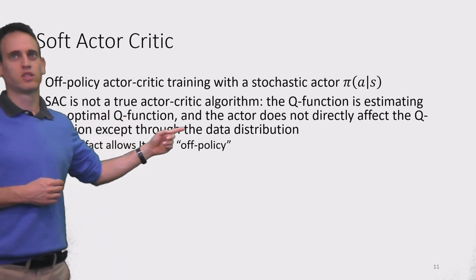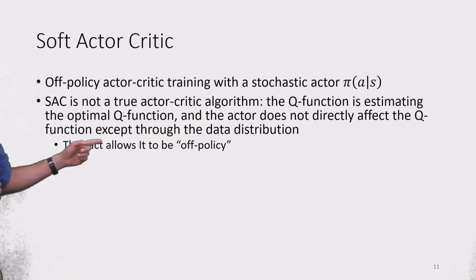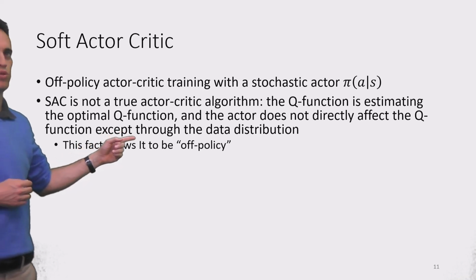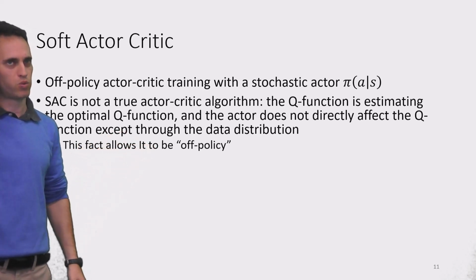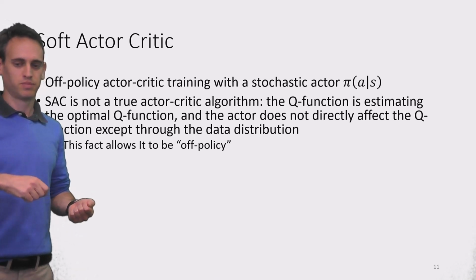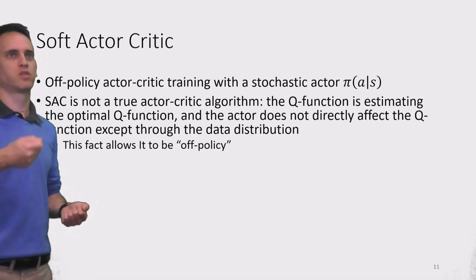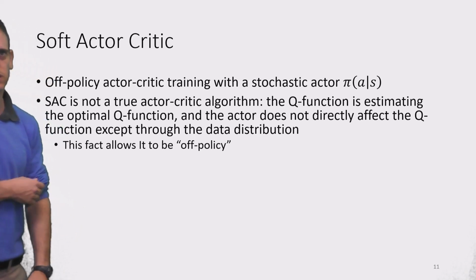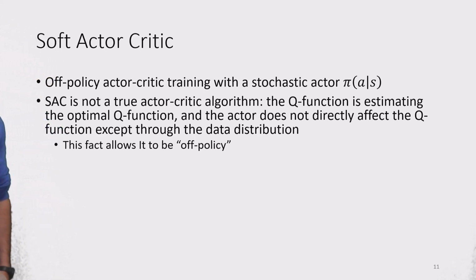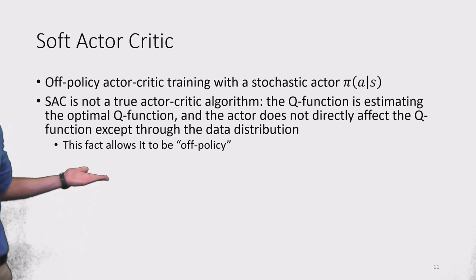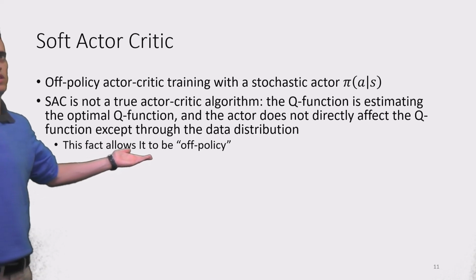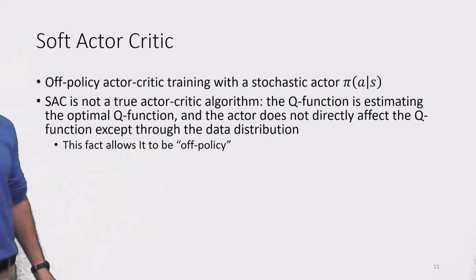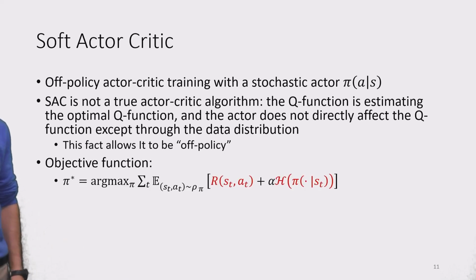And also the actor does not directly affect the Q function except through the data distribution. We don't do Q propagations based on the actor's actions. So in that sense, it is considered an off-policy algorithm, but not exactly an actor-critic algorithm. That's not really a critic in this case. But since it does so, it allows it to be off-policy, not relying on specific transitions from a specific policy.